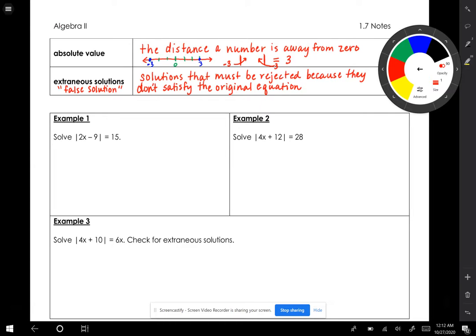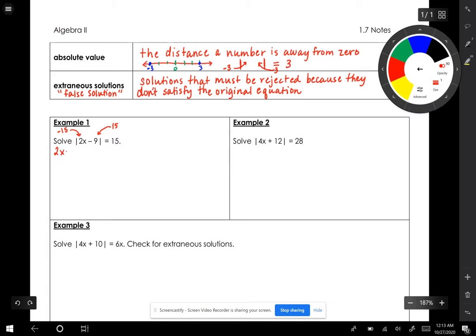Let's do some examples. Solve the absolute value of 2x minus 9 equals 15. So we learn that the only way to get a distance of 15 from 0 is if the numbers are 15 or negative 15. So inside the bars here, we can only have the numbers negative 15 or a positive 15. And that gives us our two equations. So absolute value equations work like this. You remove the absolute value bars if the bars are by themselves. And right now they are, because there's only a single number on the right side, and that's what you want.